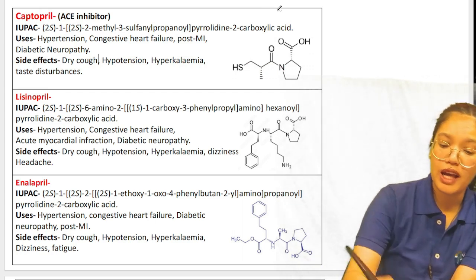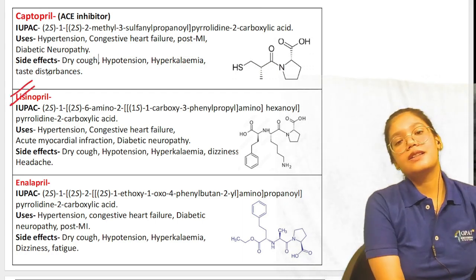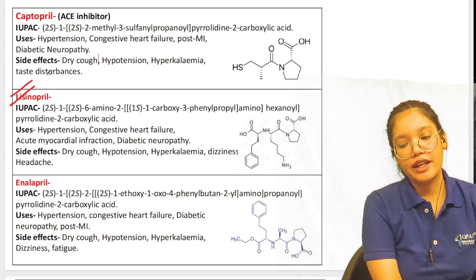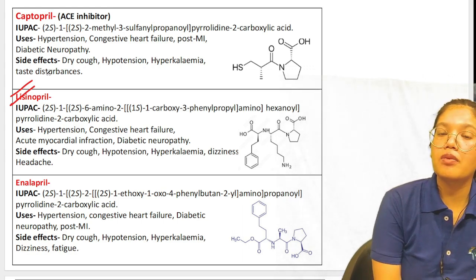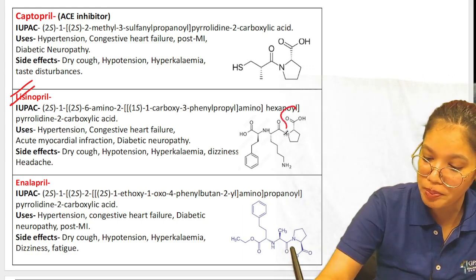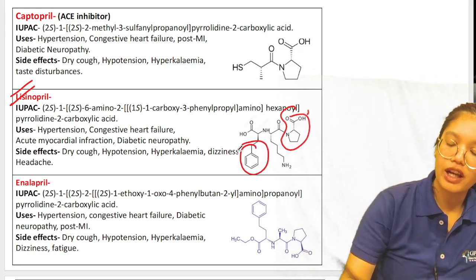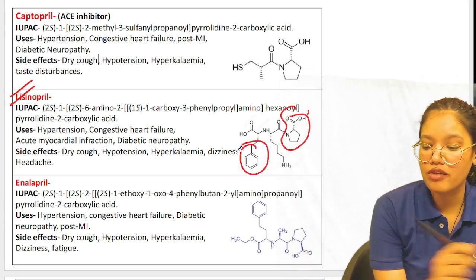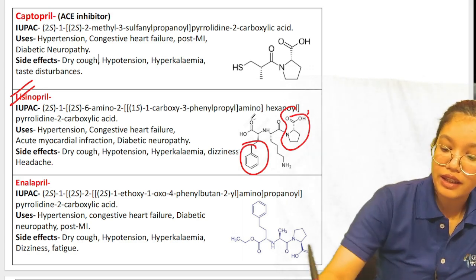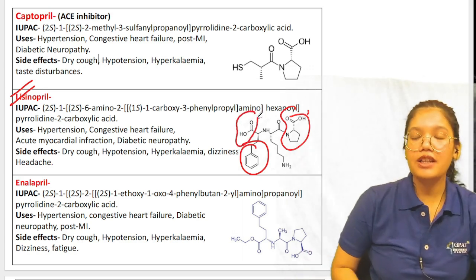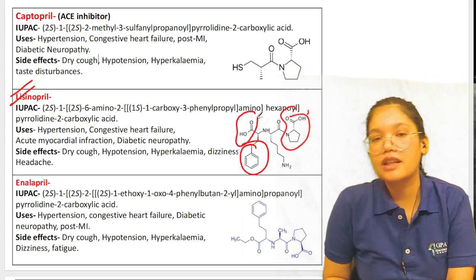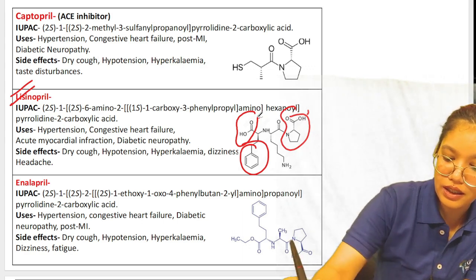Then next we have lisinopril. This is another type of drug under the ACE inhibitors. If we talk about the structure, again we have a proline group in its structure. Then in the place of the SH group, already discussed, we have a phenyl here. Okay, then the zinc binding group we have here is the carboxyl group in lisinopril.